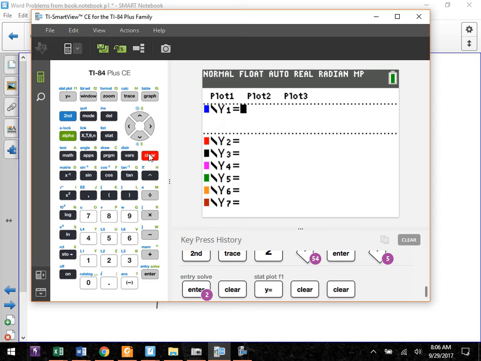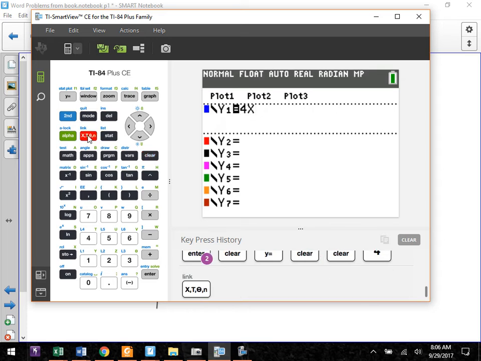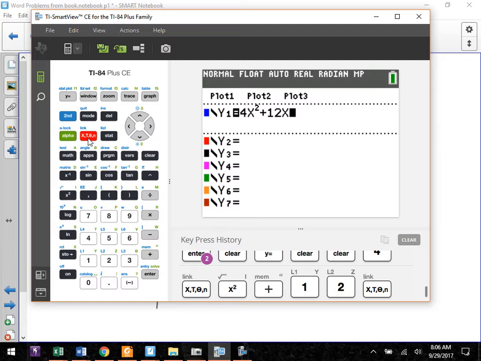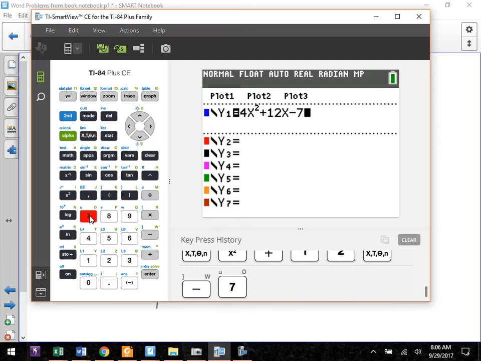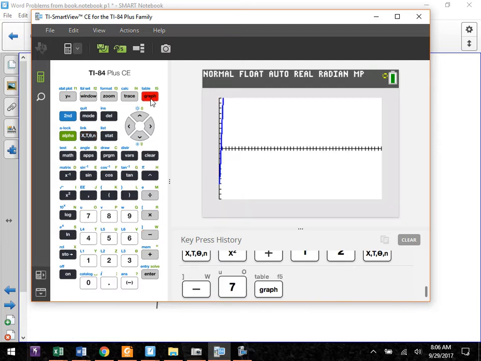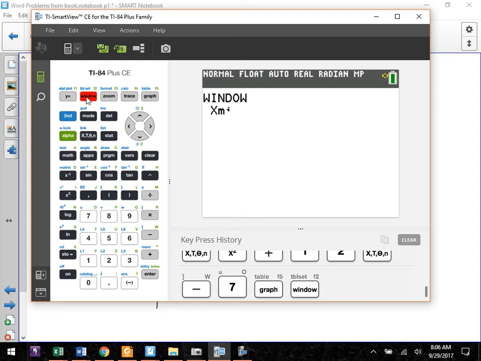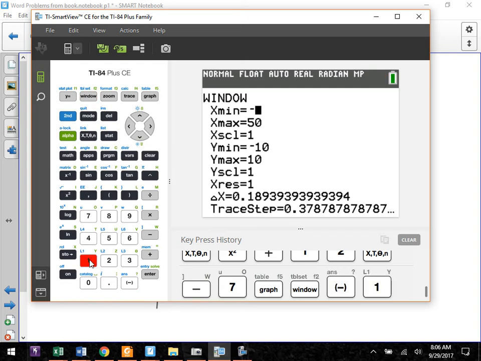4x squared. Thank you. I wasn't sure if it was plus or minus. Plus 12x and then it was minus 7? Thanks. We go back to our graphing calculator now. All right, I screwed something up here. Well, I can change my window.